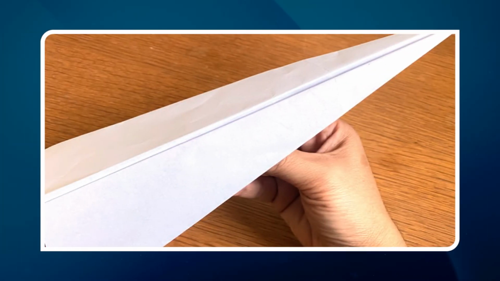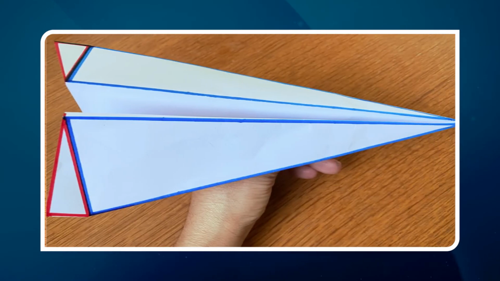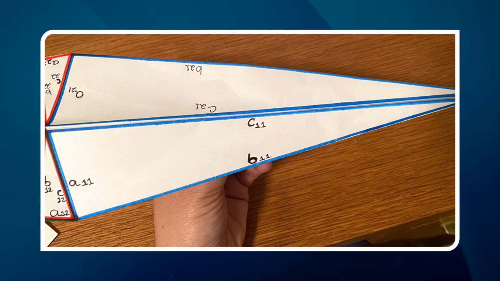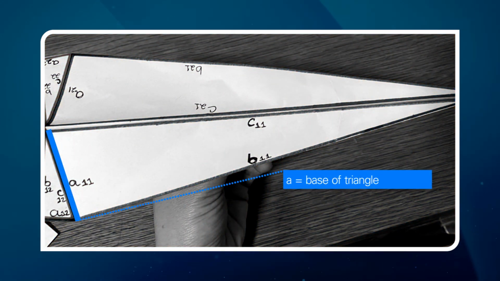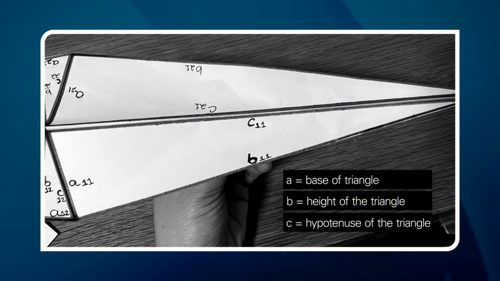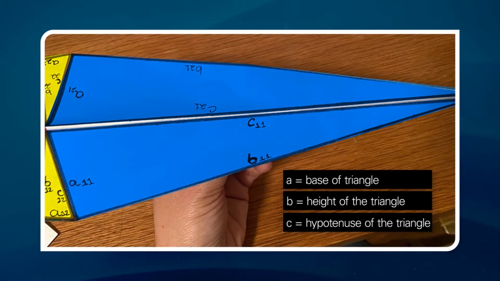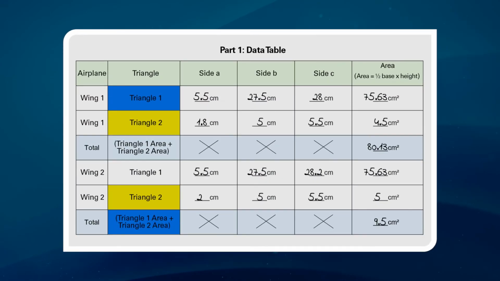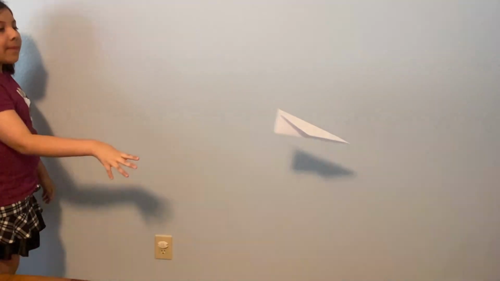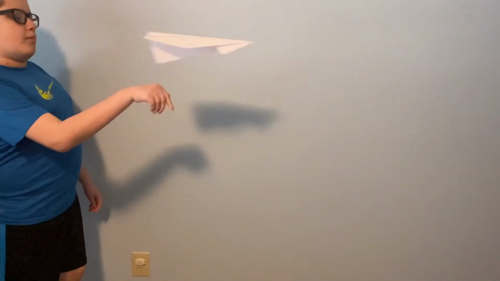Once you have your paper airplane, for part 1, you will draw 2 right triangles on each of the wings of the airplane, assigning variables A, B, and C. A will represent the base of the triangle, B the height, and C the hypotenuse. Then you will take measurements of the sides of the triangles in centimeters and you will calculate the area of the triangles, recording your results on the worksheet part 1. For part 2 of the activity, you will have to fly your airplane from the same height. The height of your shoulder is recommended as accurately as possible and from the same takeoff point.